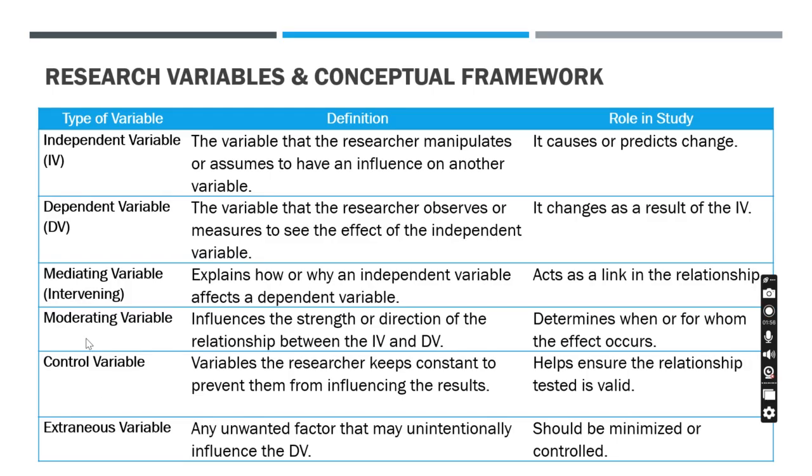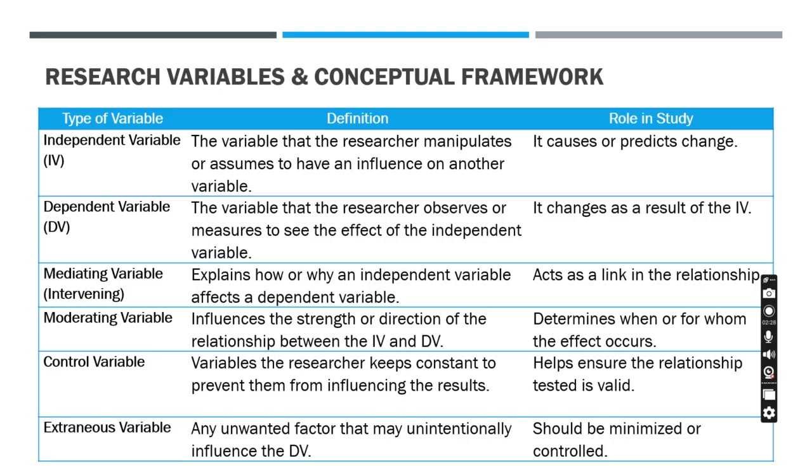The third type of variables that is most important is what is called the moderating variable. This variable intervenes between the independent and the dependent variable in order to influence the strength or direction of the relationship. When we talk about the strength of the relationship, that means the relationship between the independent and the dependent: is it strong, medium or low?